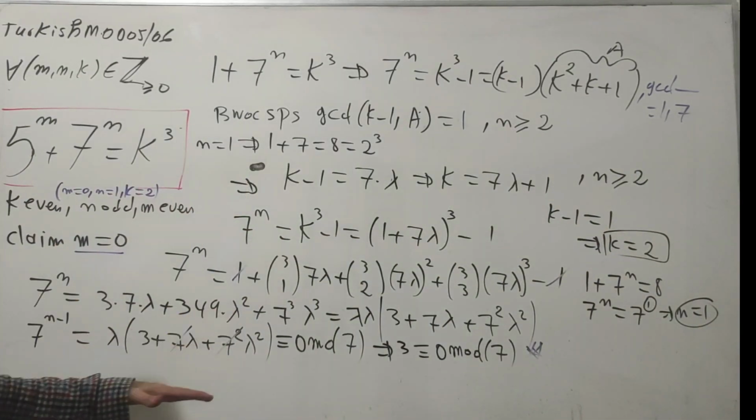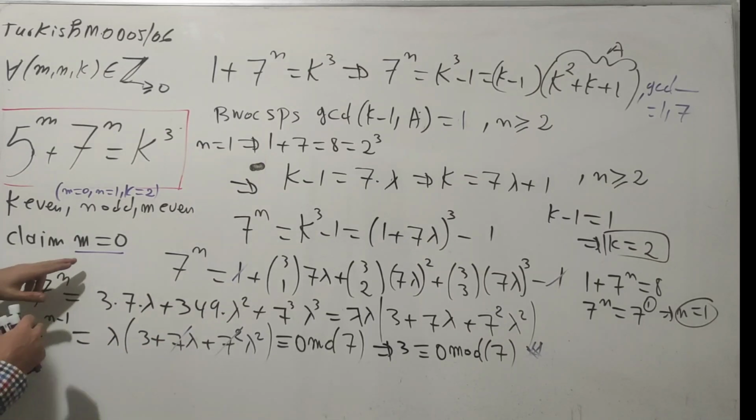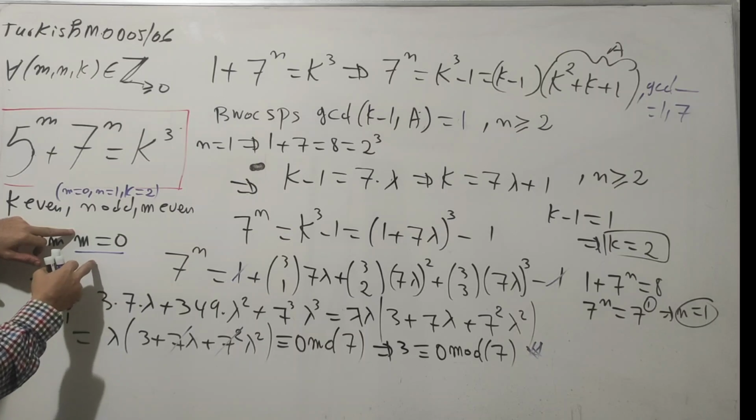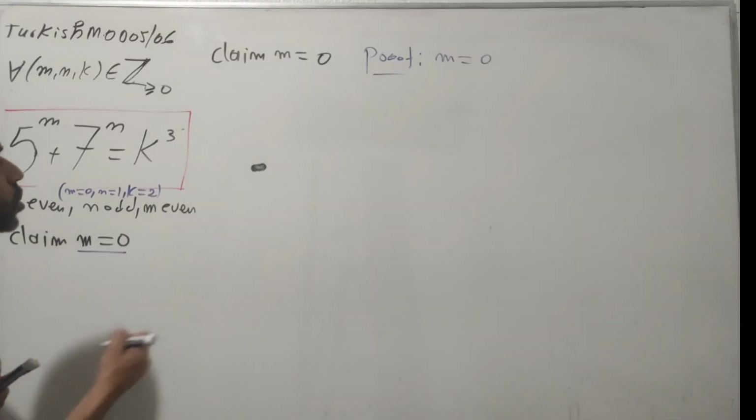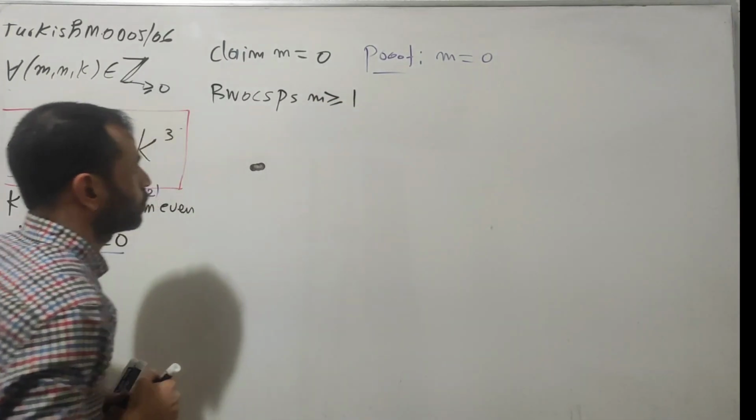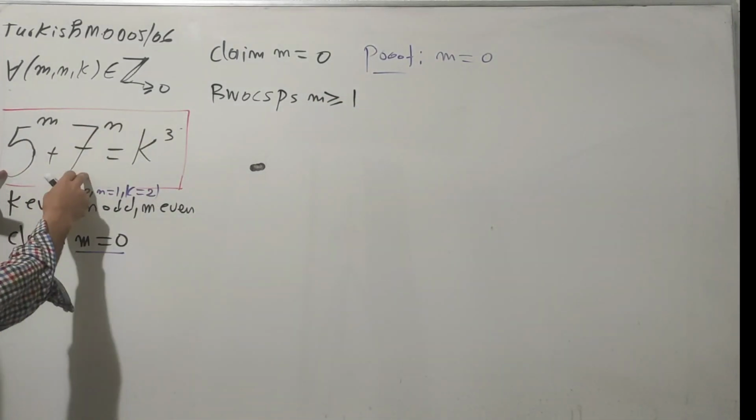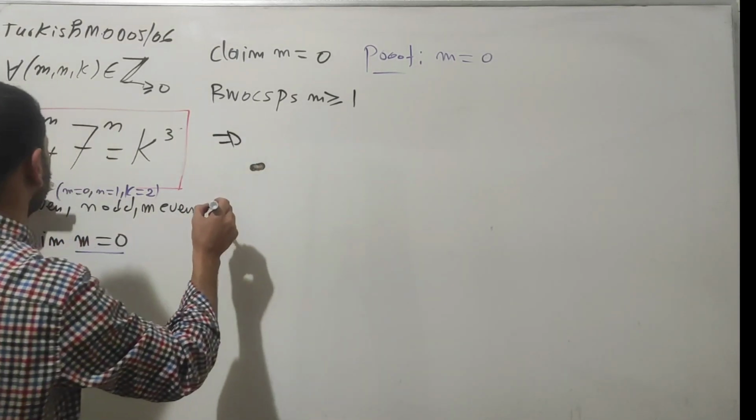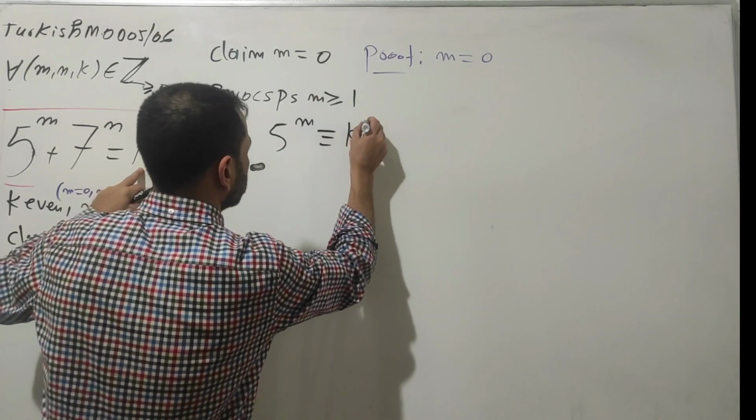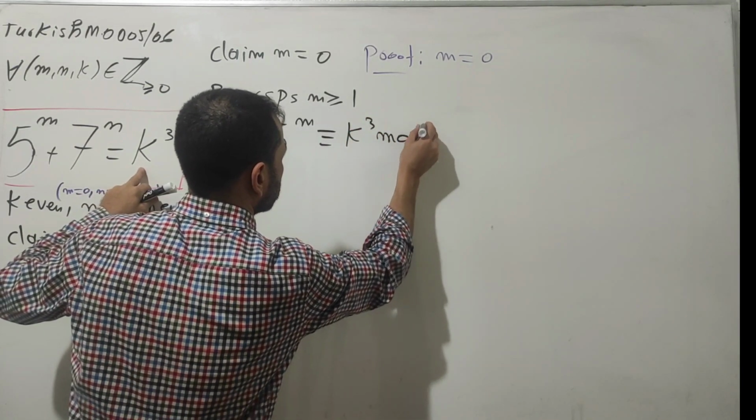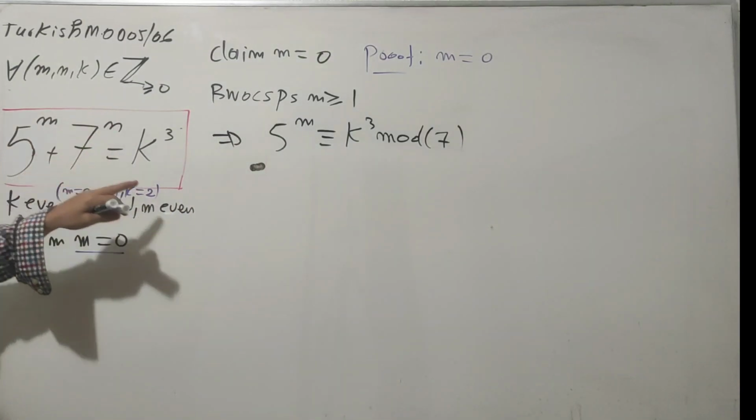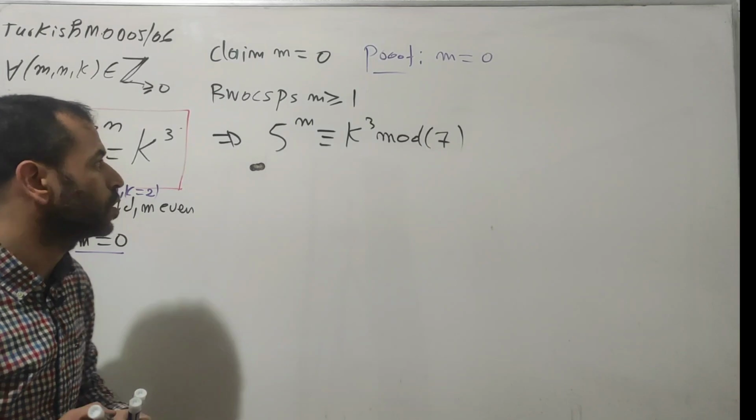Now let's get rid of this and move on to the proof, because I didn't prove this one yet. It will be a little longer, but it will be a nice proof. By way of contradiction, suppose m is not equal to 0, which means m is greater than or equal to 1. I'm going to reduce the equation mod 7. My equation becomes 5 to the m is congruent to k cubed mod 7, because 7 was cancelled out by reducing the equation mod 7.